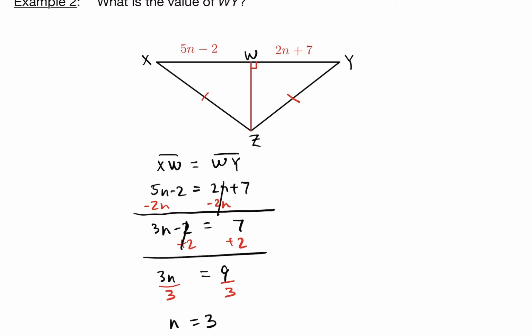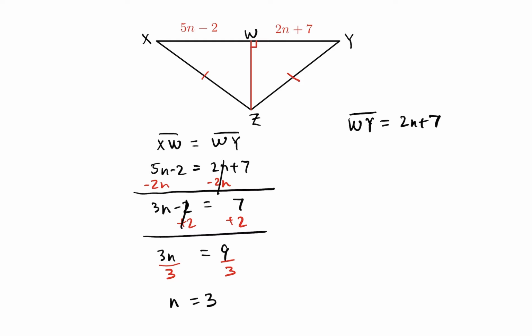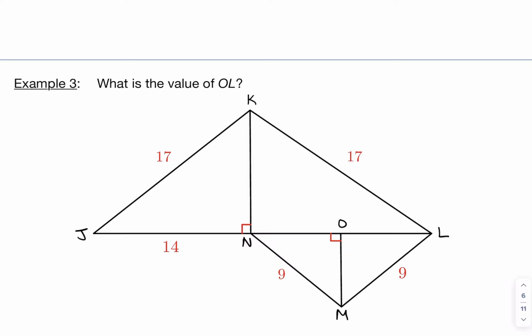Well, what is WY? WY is equal to 2n plus 7. And we solved for n, which is 3. So we're going to substitute this n with the value that we just solved. So then this becomes 2 times 3 plus 7. And this works out to 6 plus 7. And what we find is that WY is equal to 13. Okay, let's move on to example 3.